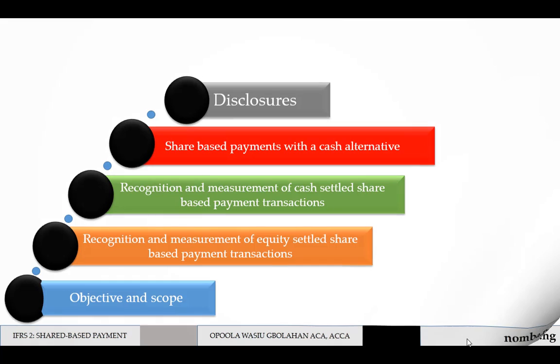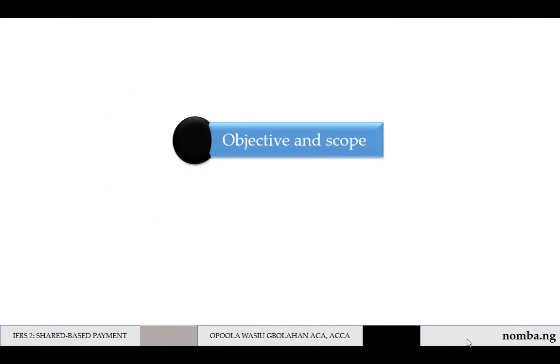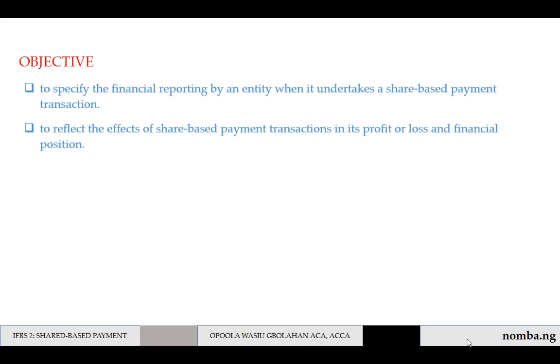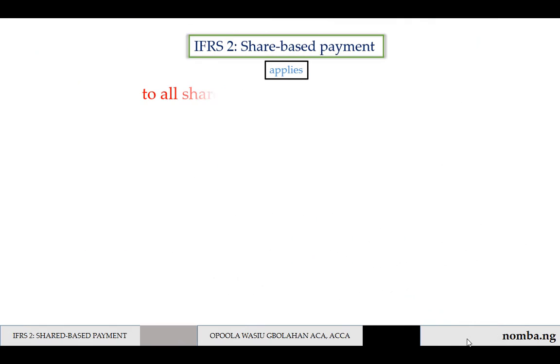In this video, we'll start with the objective and scope of IFRS 2. The objective of IFRS 2 is to specify the financial reporting by an entity when it undertakes a share-based payment transaction, and to reflect the effect of share-based payment transactions in its profit or loss and financial position. These are the objectives of this standard. And IFRS 2 applies to all share-based payment transactions.